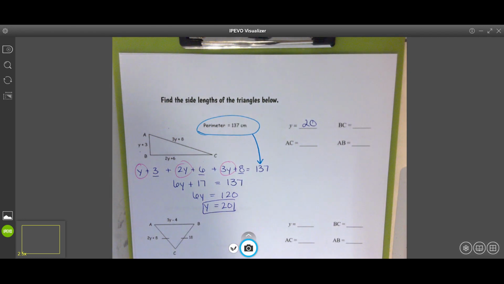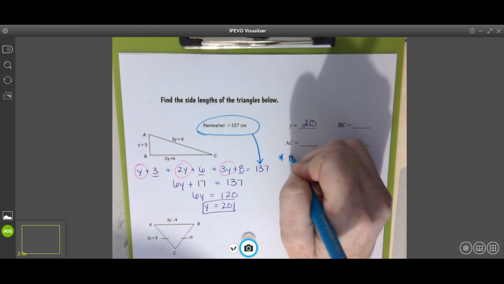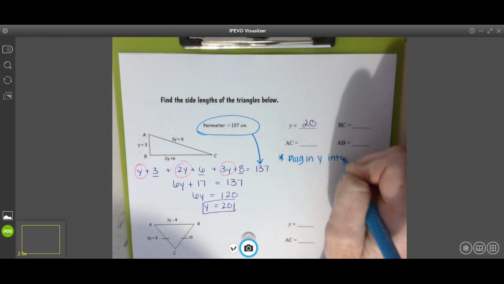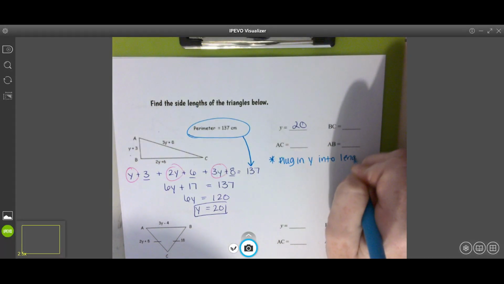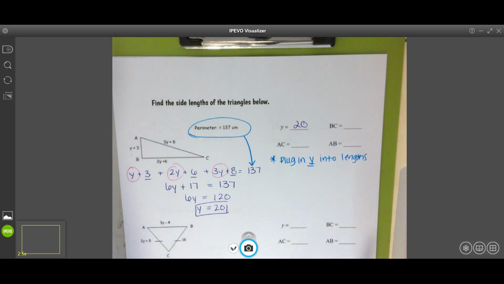So y equals 20. So again, you can see that I made my equation, used my perimeter to solve for my variable. I'm going to use my variable now to help me solve for the rest of the triangle. What we're going to do is plug y into our lengths. Now remember, we solved for y. Y is 20. So I'm going to start, again, anywhere on my triangle.